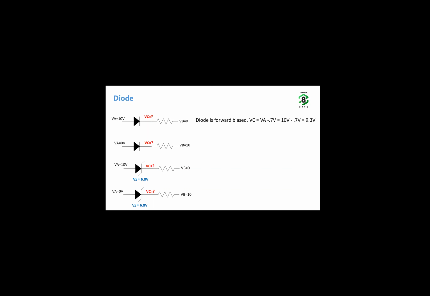Now, if you go to the second case, you can see the diode is reverse biased. So the diode is off. If the diode is off, then there is no current flowing through the resistance. So VC will be at 0 volt.